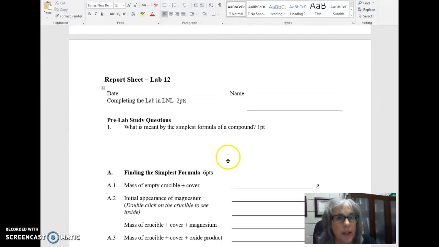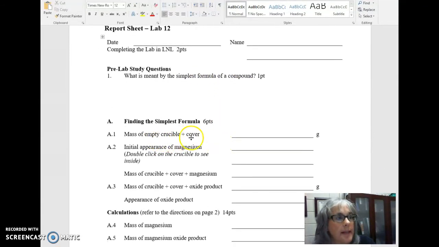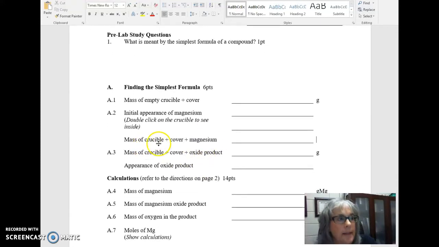And this is your report sheet that you'll turn in. You have one pre-lab question: what is the simplest formula of the compound? This is the mass of the empty crucible and the cover. You want to make sure that you click on the crucible and tell me what the magnesium looks like before it's burned. This is the mass of the crucible, cover, and magnesium. Goes here. Make sure you put units on that because it looks like I left grams off. And this is the mass of the crucible, cover, and the oxide product. And then you need to write the appearance of the oxide product. Does it look different than it looked initially?